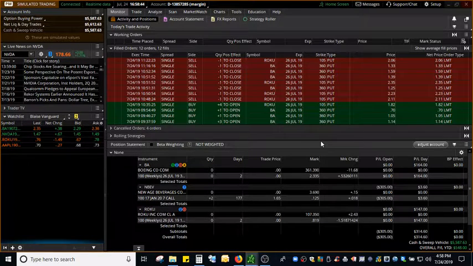I haven't used it for a while. I started this one with $2,000. I think by default it starts at $100,000. That's not realistic. Not many people start out their trading careers with $100,000 accounts. So you can set it to whatever you want to set it to.